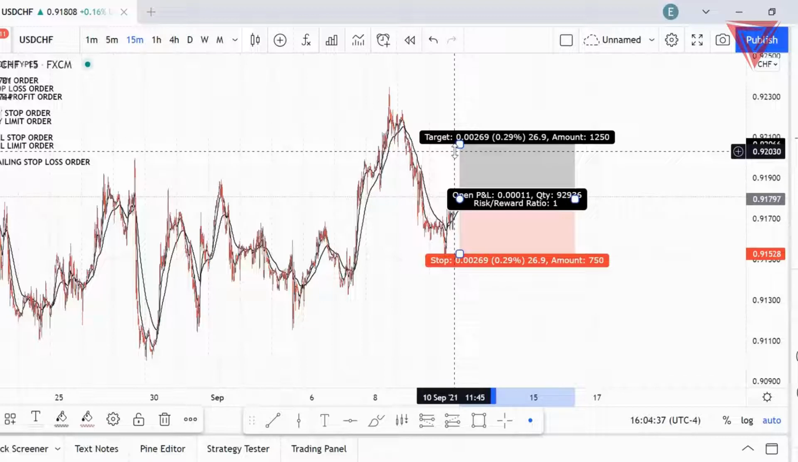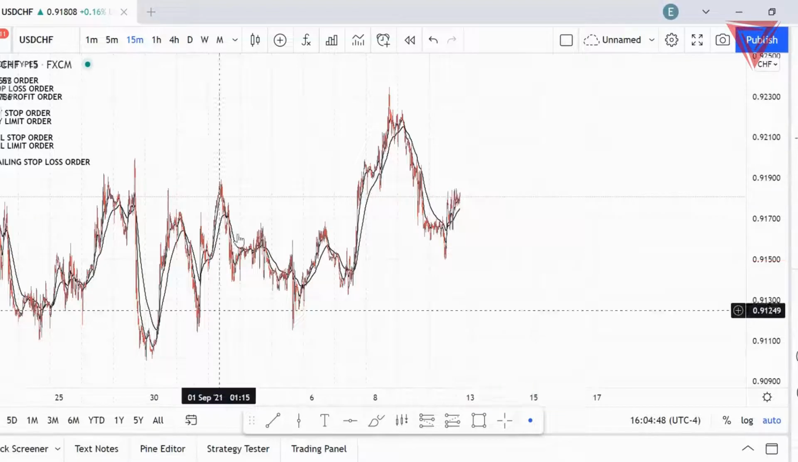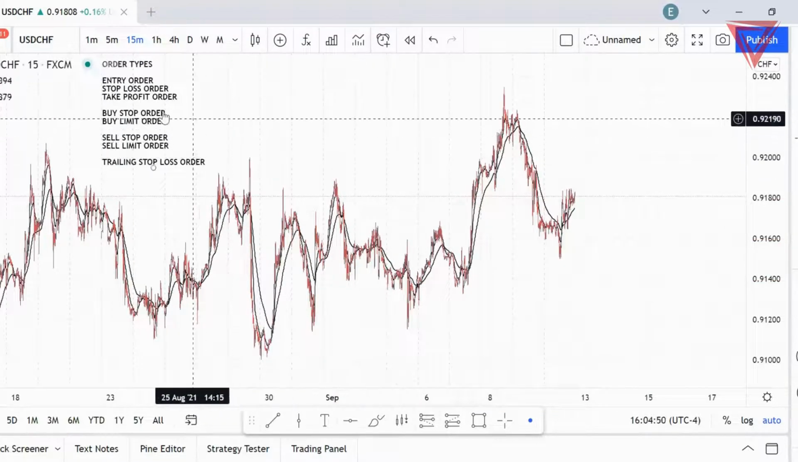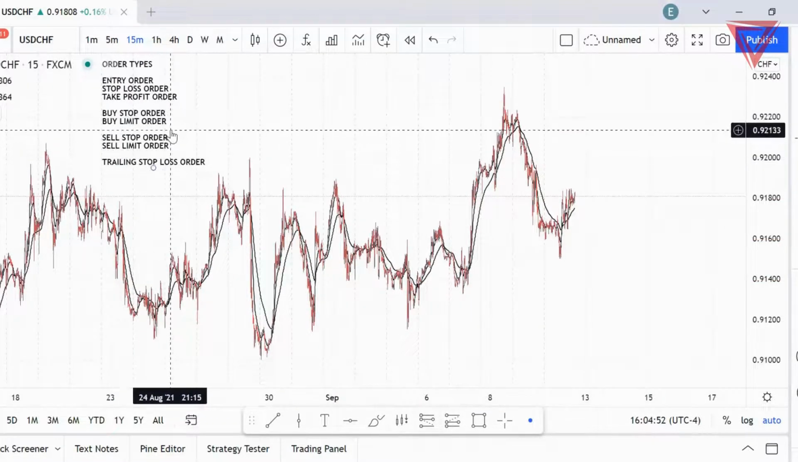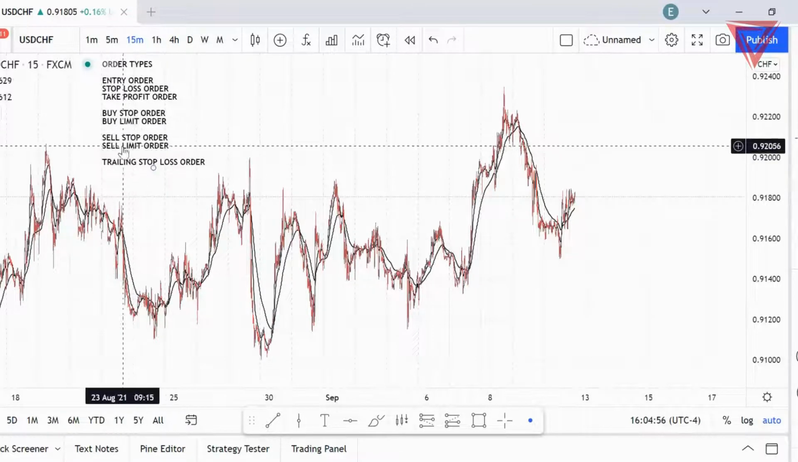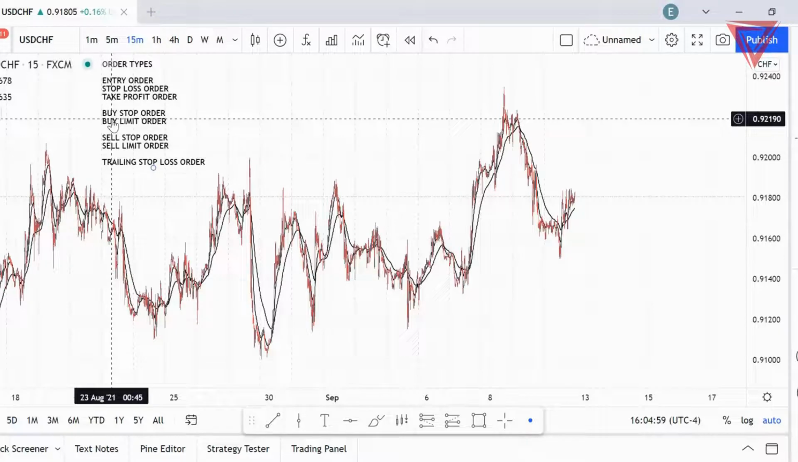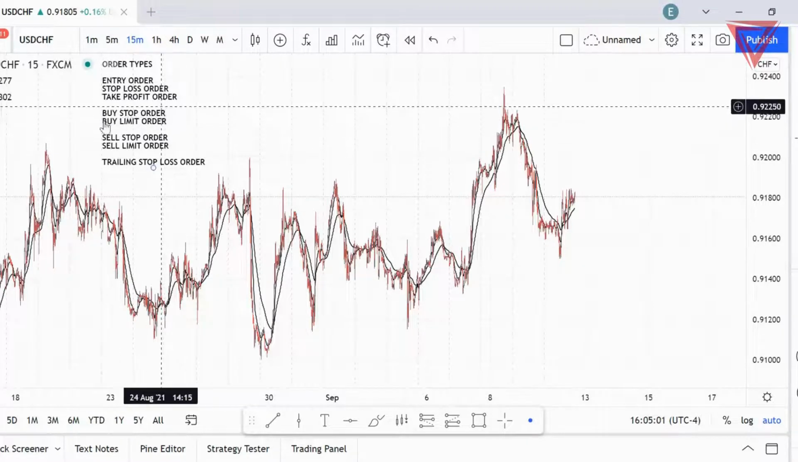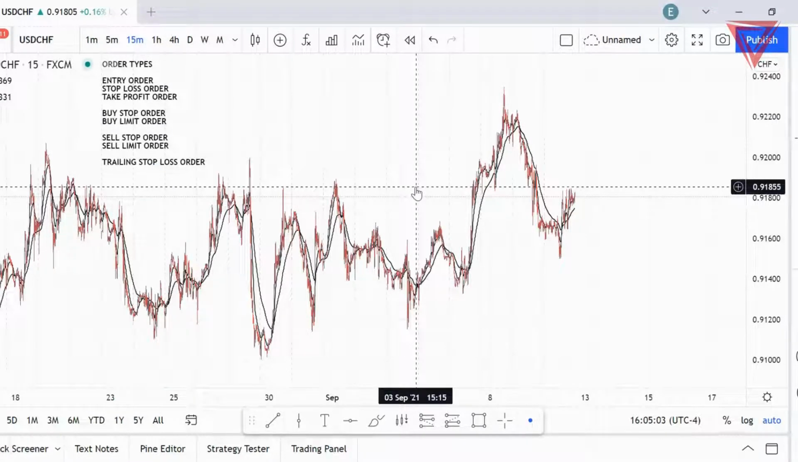But remember, a take profit will always be in line with your profit, and a stop loss will always be in line with your ability to lose a trade, right? Now, let's move on to these. These are limit and stop orders. A lot of people get confused with limit and stop orders, so let me try to break it down as simply as possible. We'll start with the buy limit and buy stop orders, right?